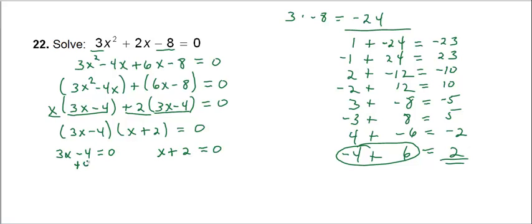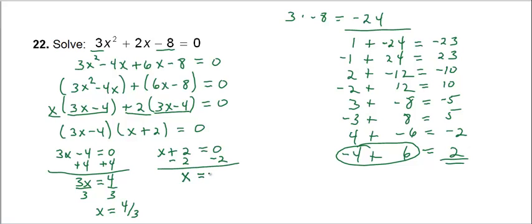So the first factor, we'll add 4 to both sides. So 3x would equal 4, and divide by 3. So one of our answers is x equals 4/3. And our other answer, we subtract 2 from both sides, and x will equal negative 2. So our two solutions would be 4/3 and negative 2.